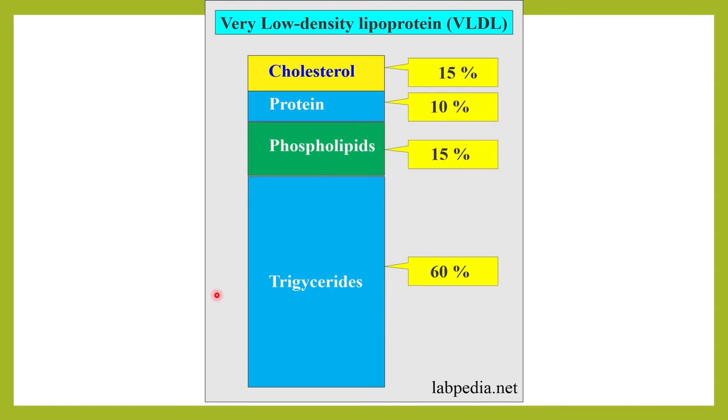So VLDL has almost 60% triglyceride. So if you have excess VLDL, you can make out how dangerous it can be and how much the cells can be loaded with these TGs. So the rest would be your cholesterol 15%, protein is only 10%, and phospholipid is 15%.